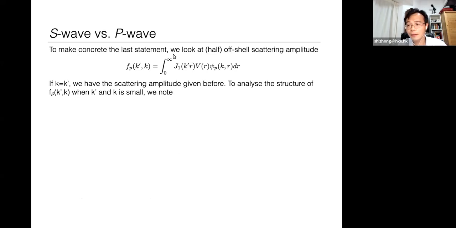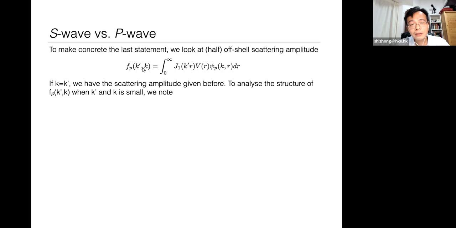Just to address Joseph's comment, what is off-shell scattering? Actually, we'll make it simpler and look at the half off-shell scattering, which means it is f_P(k, k'). Here k is the relative wave vector of the incoming particles, and k' is the relative momentum of the outgoing two particles. In elastic scattering, obviously the magnitudes of k and k' have to be the same because the energy has to be conserved. They can have different directions, but the magnitude has to be the same.